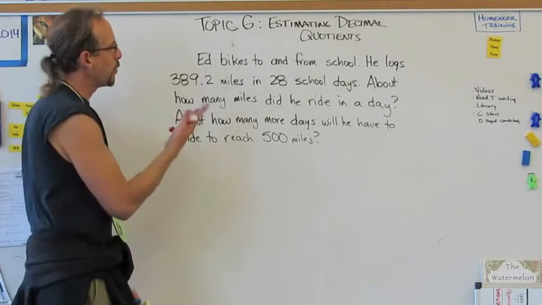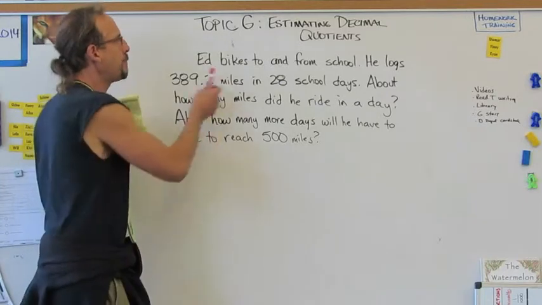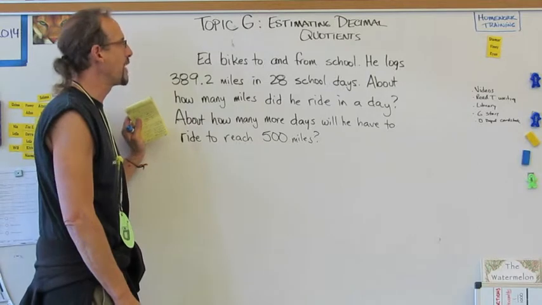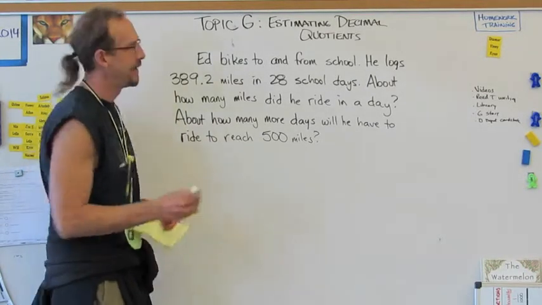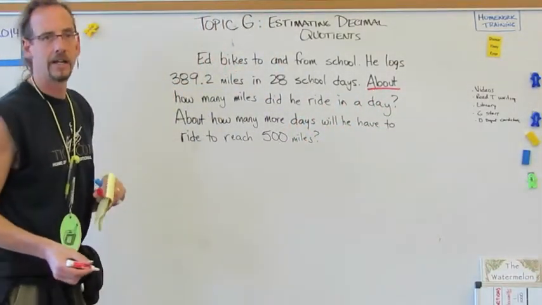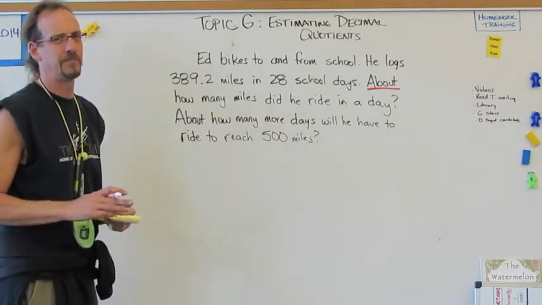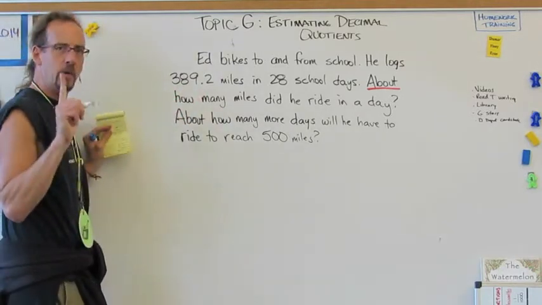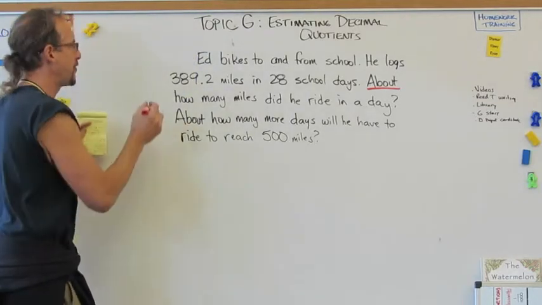Now here's a classic word problem that would go along with estimating decimal quotients. Ed bikes to and from school. He logs 389 2/10 miles in 28 school days. About how many miles did he ride in a day? We know it's an estimating problem because it just wants to know about how many. And then there's a second part of the problem, but I just want to solve the first one first. So of course, to find out what he did in one day, we're going to have to take the total number of miles and divide by how many days there were.